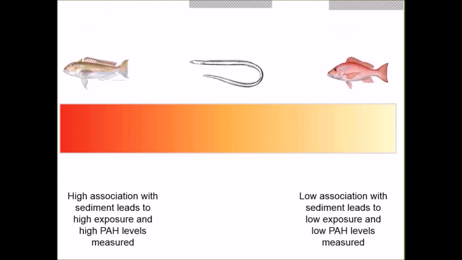So we set up this gradient here where we believe we have 3 species, with golden tilefish on the left, high association with the sediments. We think that would lead to higher exposure to contaminants, higher levels of PAHs measured, where on the right we have red snapper, lower levels of association with the sediments, maybe lower levels of contaminants measured.